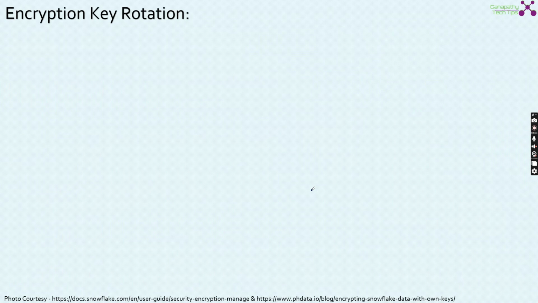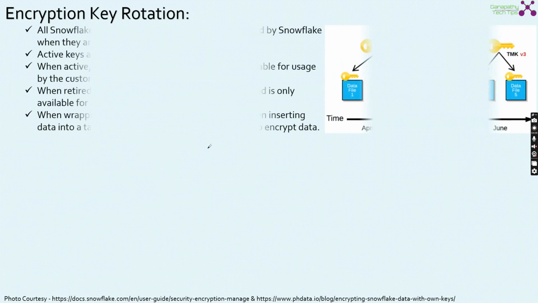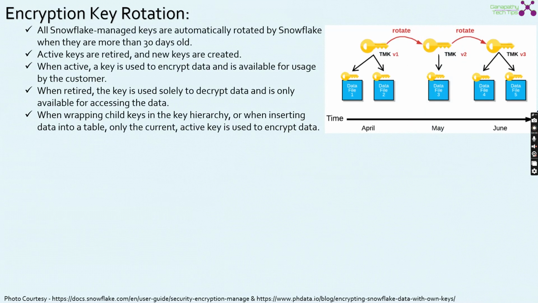There is a clear mention that Snowflake will be automatically rotating the key. Snowflake does that once in a month. So to understand this diagram, as you see the table master key version 1, right? This version 1 at the April is V1. Once the May got started, it will be rotated to V2. And then at the time of June, it will be rotated to V3. Once in a month, they will be rotating that specific key.